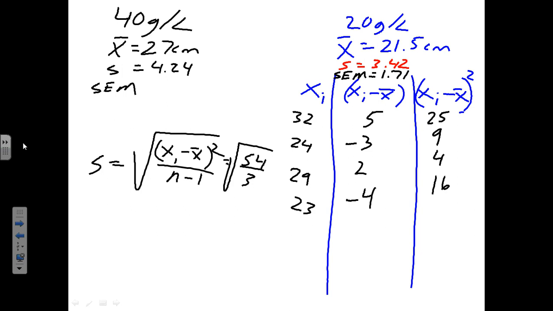Let's go ahead and get our SEM here, our standard error of the mean. Remember, it's equal to the standard deviation over the square root of n. So for this sample, it is 4.24 over the square root of 4. It's supposed to be a square root there, I promise. So when we do that, it's going to be 4.24 divided by 2. So 2.12.